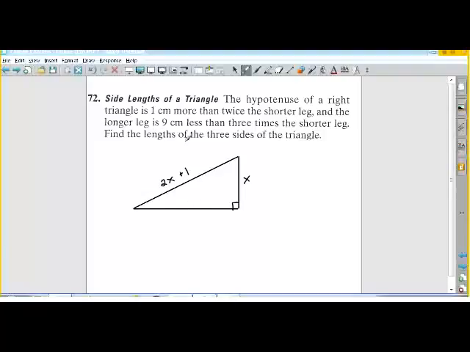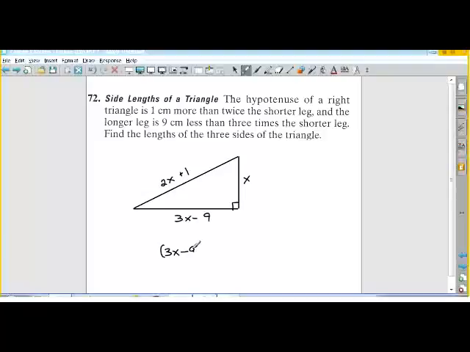Then I go to the next part of the problem. The longer leg, which is this side, is 9 centimeters less than 3 times the shorter leg. Well, the shorter leg is x, so the expression that represents that side is 3x minus 9. Now it's like all those other problems. I've created an equation where I've fully specified the problem. Now I'm going to use the Pythagorean theorem to solve for x.